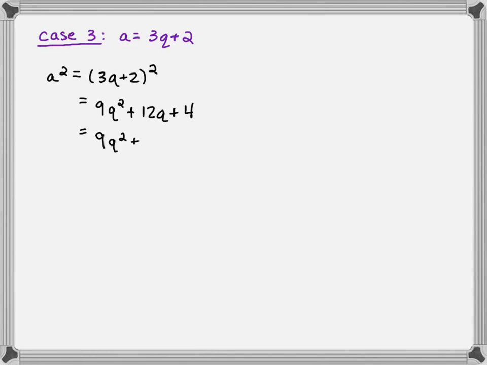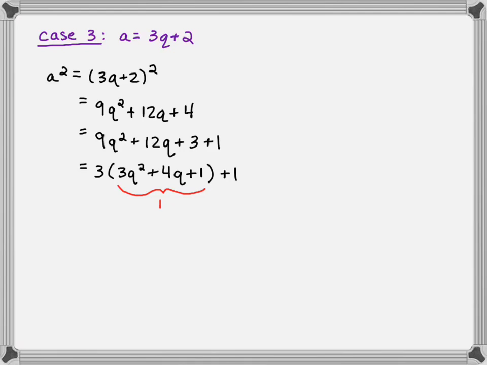So let's say we've got 9q squared plus 12q. Clearly we can take a 3 out of both of those terms, but what about this 4? Well, if I rewrite the 4 as 3 plus 1, then I can take a 3 out of each of the first 3 terms and just have this 1 left over. So that's going to give me 3 times (3q squared plus 4q plus 1), and then all of that plus 1. And so here, once again, I'm going to let this term in the parentheses just be k, and k is an integer because each term in here is an integer. And we see that a squared is of the form 3k plus 1.